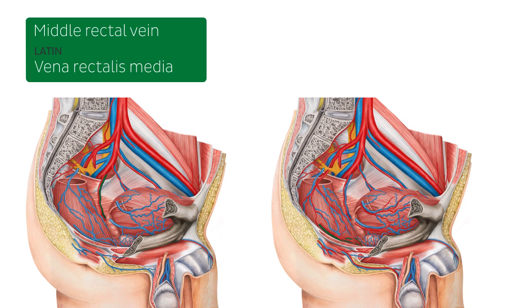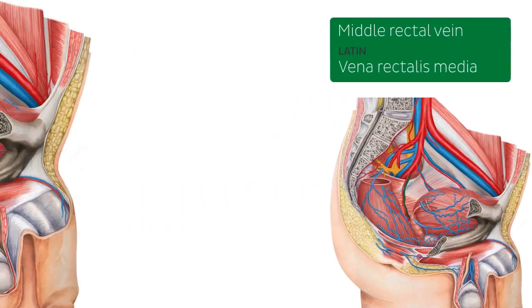Now, the paired middle rectal veins arise from the hemorrhoidal plexus, also known as the rectal venous plexus. Some tributaries of the middle rectal veins also come from the urinary bladder, the prostate gland, and the seminal vesicles. They also form connections, also known as anastomosis, with the superior rectal vein and the inferior rectal veins. Now, the middle rectal veins open into the internal iliac veins.